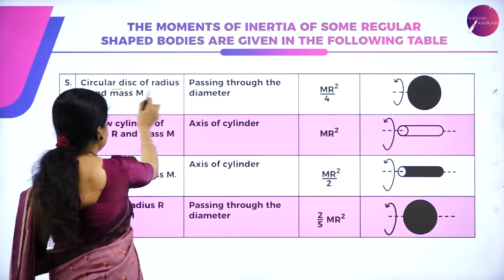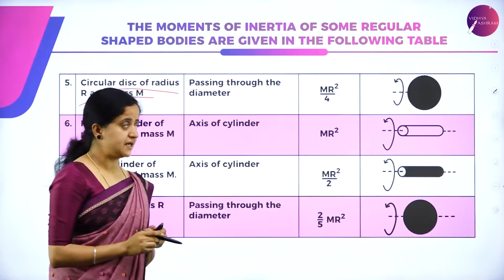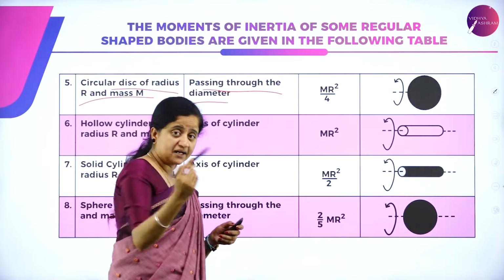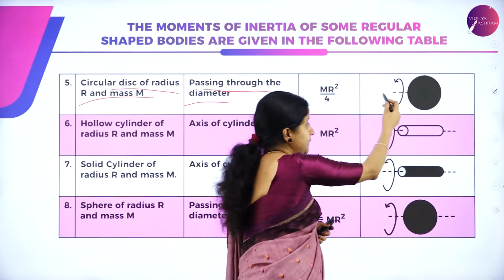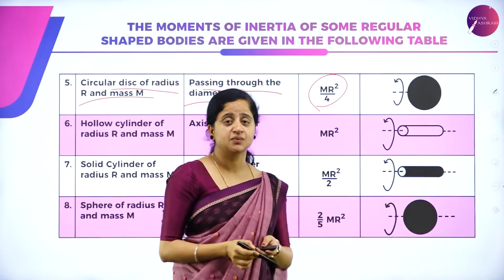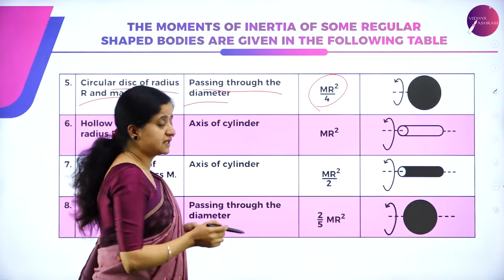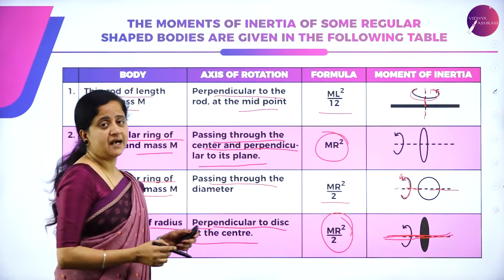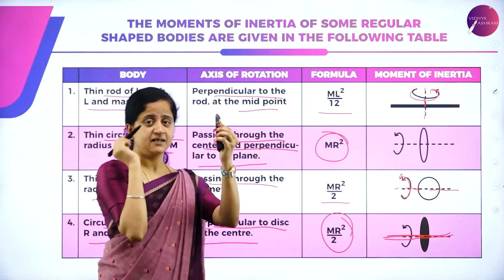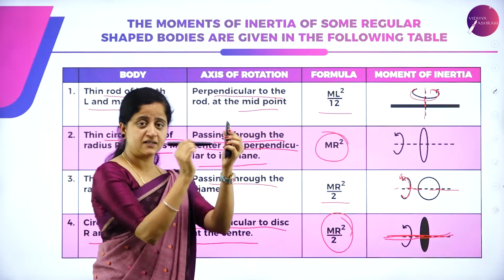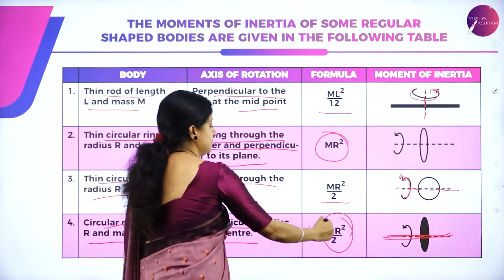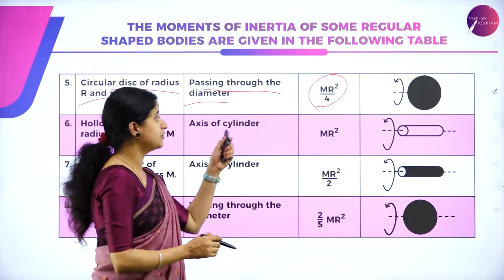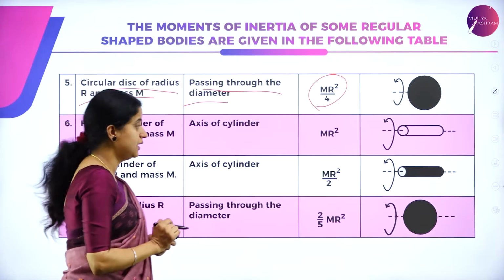Similarly, we have a circular disk of radius r and mass m. If the axis of rotation is passing through the diameter, then the formula is mr square by 4. What is the difference between this condition and the previous one? Here the axis of rotation is perpendicular to the disk and at the center. If the axis of rotation is perpendicular to the disk and at the center, then the formula is mr square by 2, and if it is passing through the diameter, then the formula is mr square by 4. That is the difference.